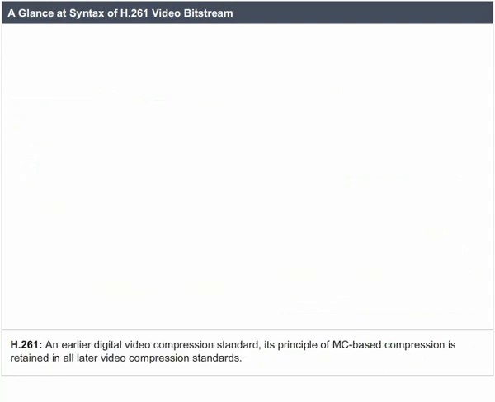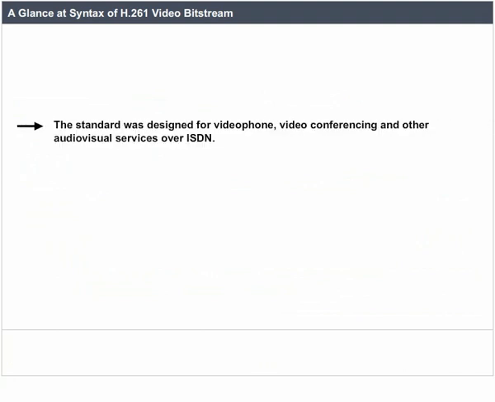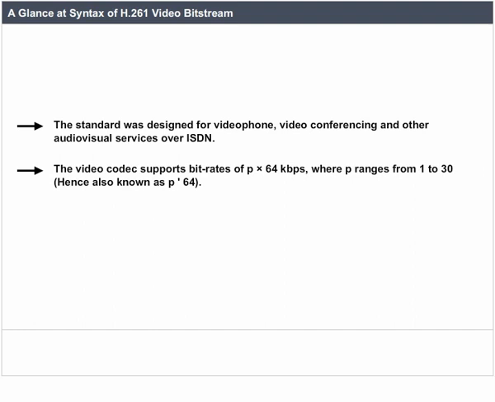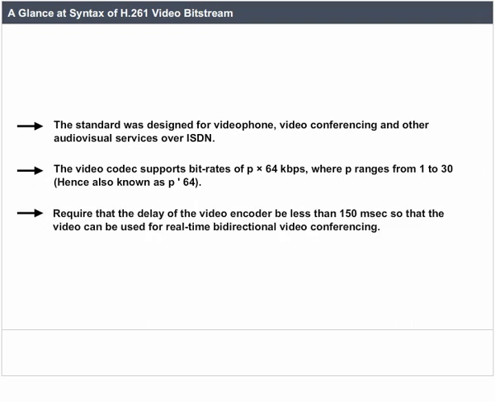H.261. H.261, an earlier digital video compression standard, has a principle of MC-based compression that is retained in all later video compression standards. The standard was designed for video phone, video conferencing, and other audiovisual services over ISDN. The video codec supports bit rates of P by 64 kbps, where P ranges from 1 to 30, hence also known as P64. It requires that the delay of the video encoder be less than 150 milliseconds so that the video can be used for real-time bidirectional video conferencing.